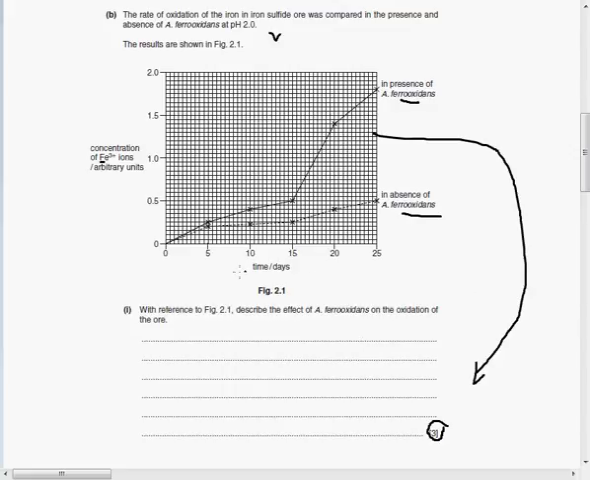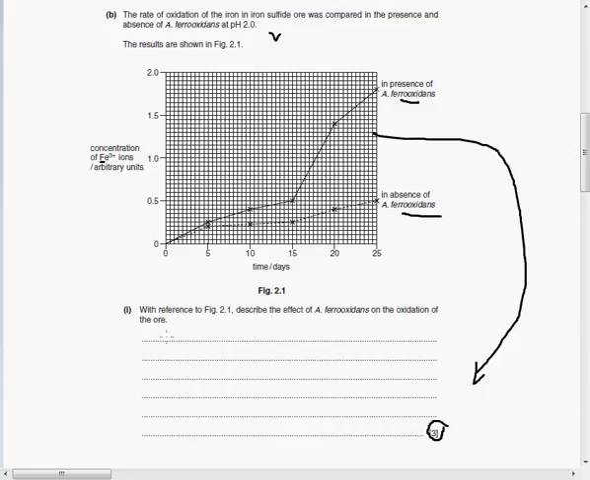So after mentioning the general trend, which is that as time goes on, the concentration increases in the presence of ferrooxidants more than when the ferrooxidant is absent. You should know that it increases in both processes, but when ferrooxidants are present, it increases more, right? So you should mention that when ferrooxidant is present, the concentration of Fe3+ increases, so probably the rate of oxidation of the iron increases.